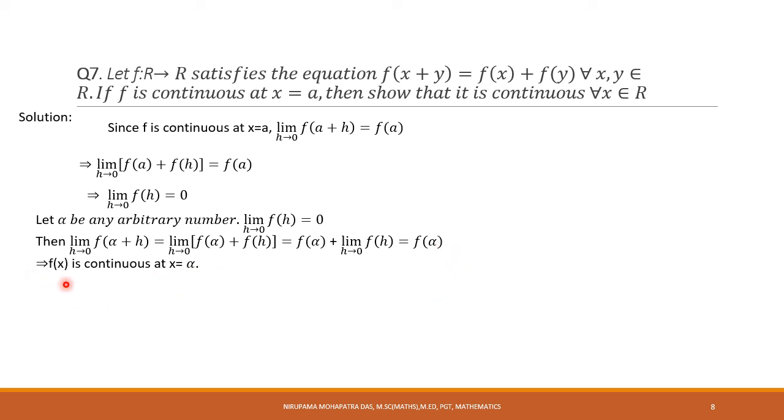So we have taken here an arbitrary number. It means f(x) is continuous for all x belonging to R. Whenever it is continuous for any arbitrary number from the set of real numbers, it means f(x) is continuous for all x belonging to R.